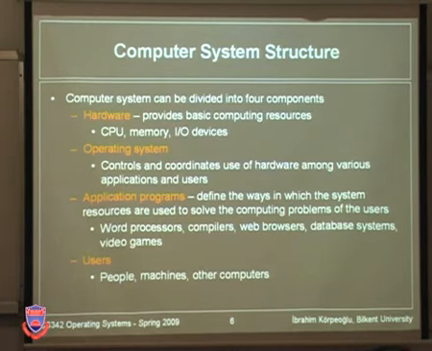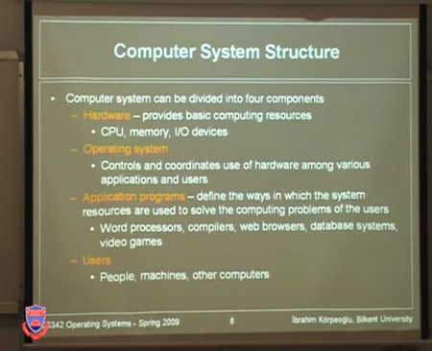If you need word processing, then you open, for example, a word processor. If you need some calculation, you open Excel or a spreadsheet. These are the applications that run over the operating system and get the help of the operating system to access and utilize the hardware to solve the problems that you would like to solve. So word processors, compilers, web browsers, database systems, video games, and so on are all application programs. This is the third component that a computer system usually has.